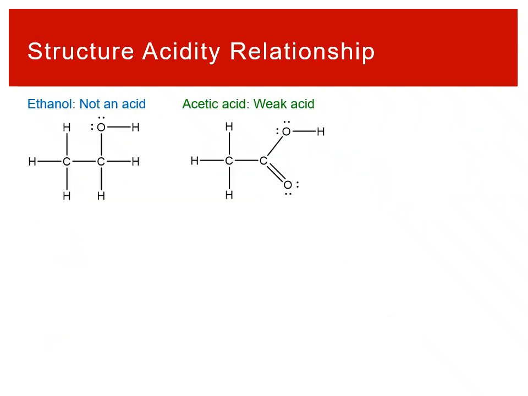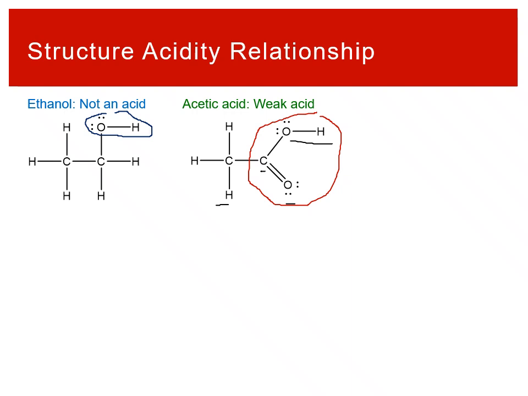We can use this idea of resonance to explain other trends that we see. For example, ethanol is not an acid, whereas acetic acid is a weak acid. So acetic acid, CH3COOH, we know is an organic acid. And this whole pattern is associated with organic acids. Organic acids always have that. Ethanol also has this O bonded to hydrogen, just like we see in the acetic acid molecule. But ethanol does not behave as an acid in water.